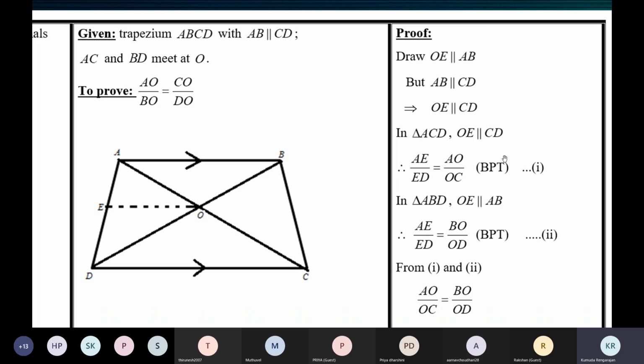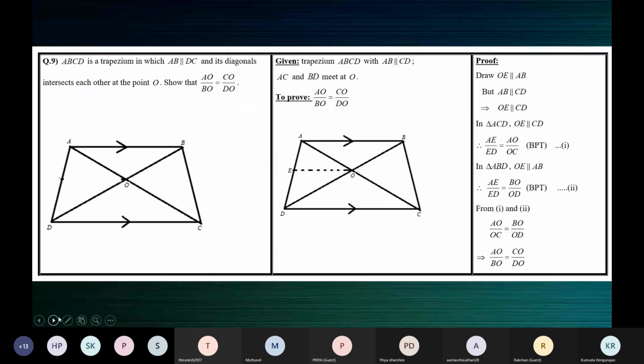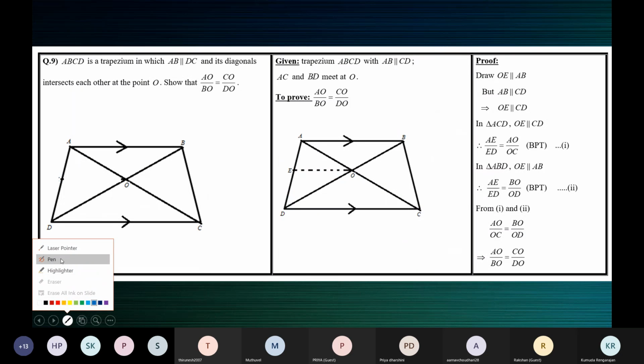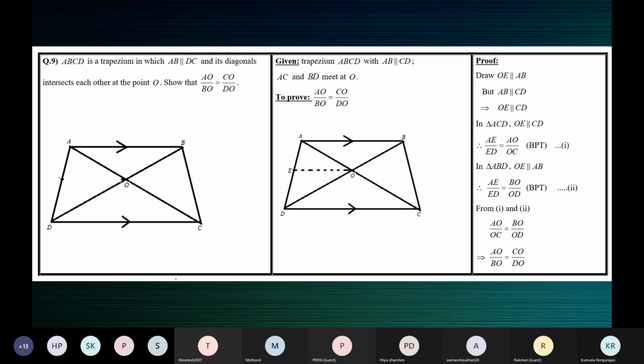So see here, I've taken up OE parallel to CD first. This is OE, parallel to CD. Ignore this one. See only this triangle ACD.